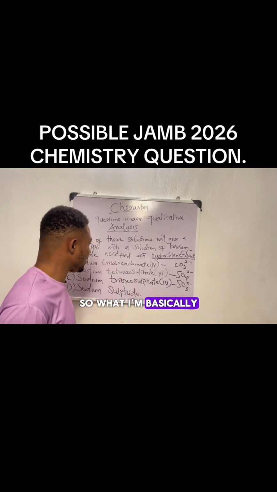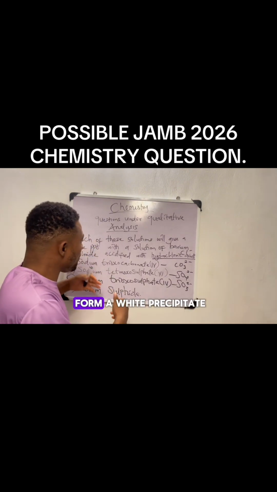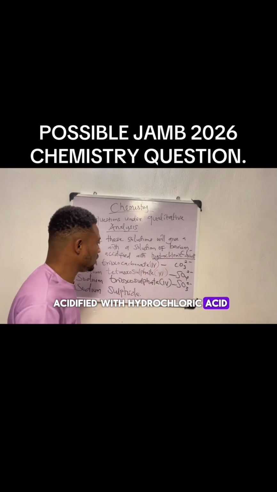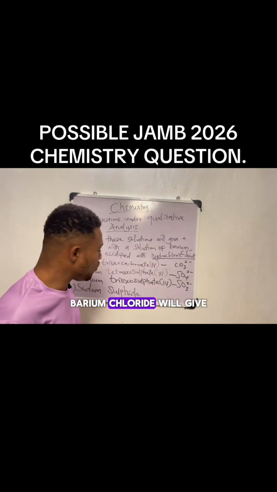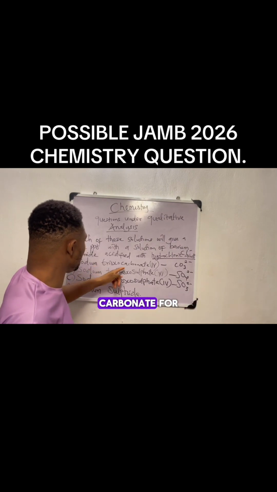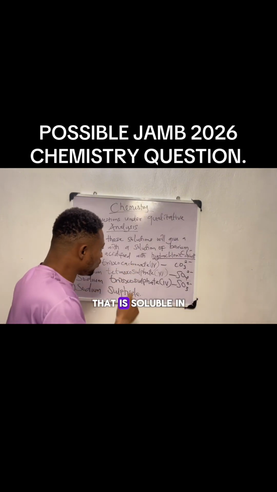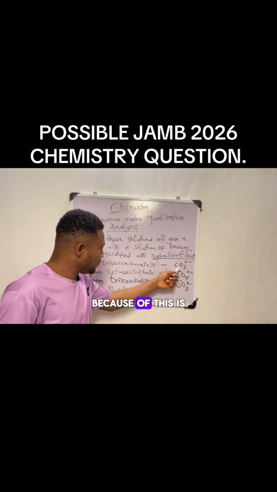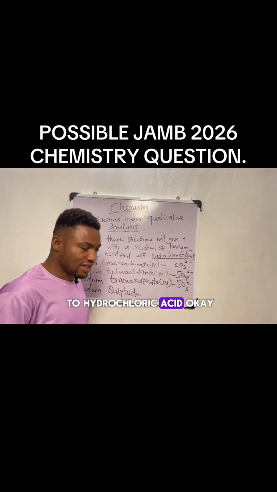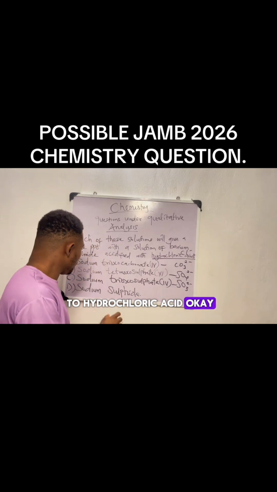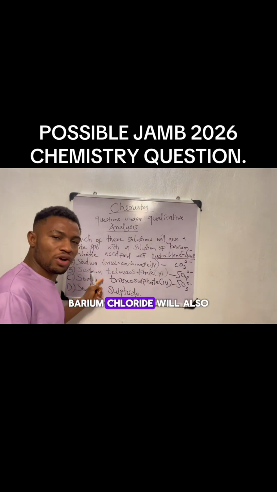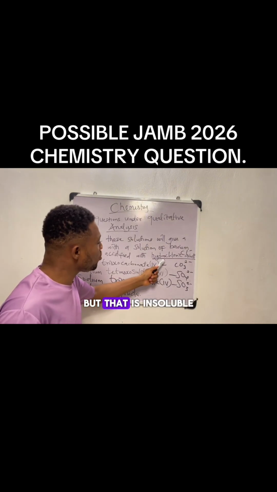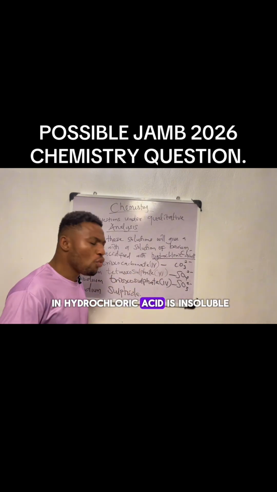So what am I basically trying to say? We are talking about which of these will form a white precipitate with barium chloride that is acidified with hydrochloric acid. So if you check, barium chloride will give a white precipitate with sodium trioxocarbonate(IV) that is soluble in hydrochloric acid. Simple. It's soluble. Why is it soluble? Because this is a weaker acid compared to hydrochloric acid. Barium chloride will also give a precipitate with sodium trioxosulfate(IV), but that is insoluble in hydrochloric acid.